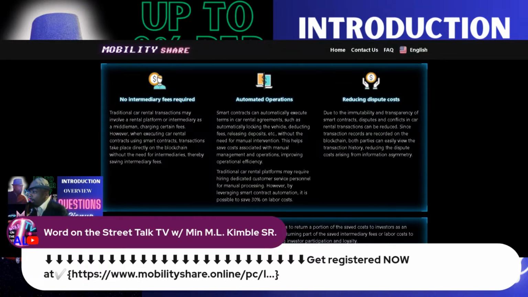Reducing dispute costs. Again, we have all rented vehicles before. I don't know if you've had to dispute things, but I sure have had to because of the cost. Well, once again, this is something that's going to cut down on that for the car rental company because it's all recorded on the blockchain. So again, due to the immutability and transparency of smart contracts, disputes and conflicts in car rental transactions can be reduced. Since transaction records are recorded on the blockchain, both parties can easily view the transaction history, reducing the dispute costs arising from information asymmetry.